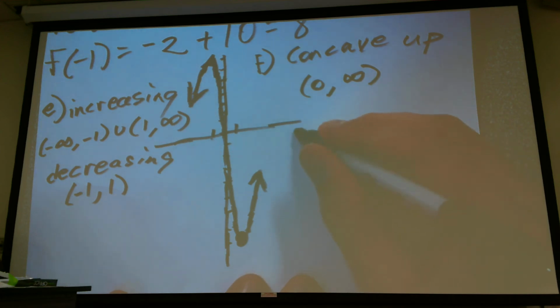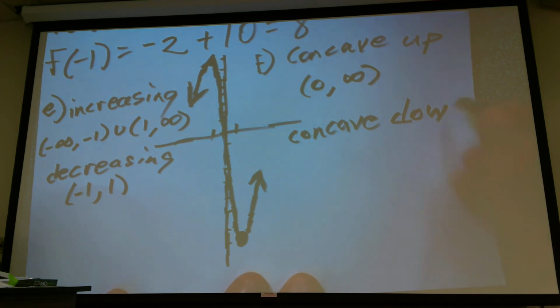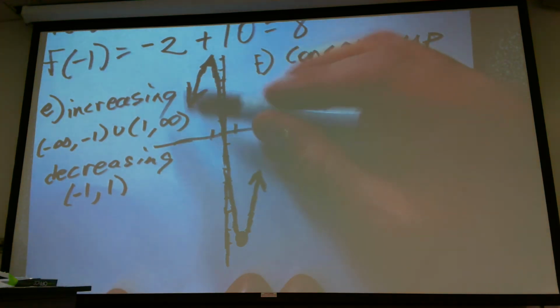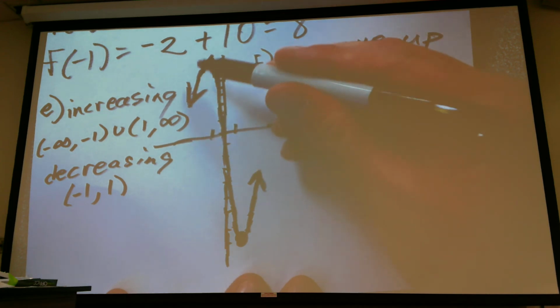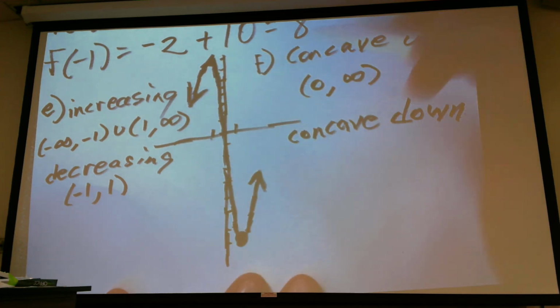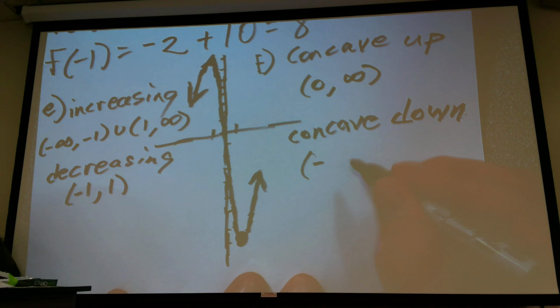All right? Then if I ask, where is this concave down? I'll ask the question of where is my U shape pointed downwards? That's that part right there. And so that would be negative infinity all the way up to 0.